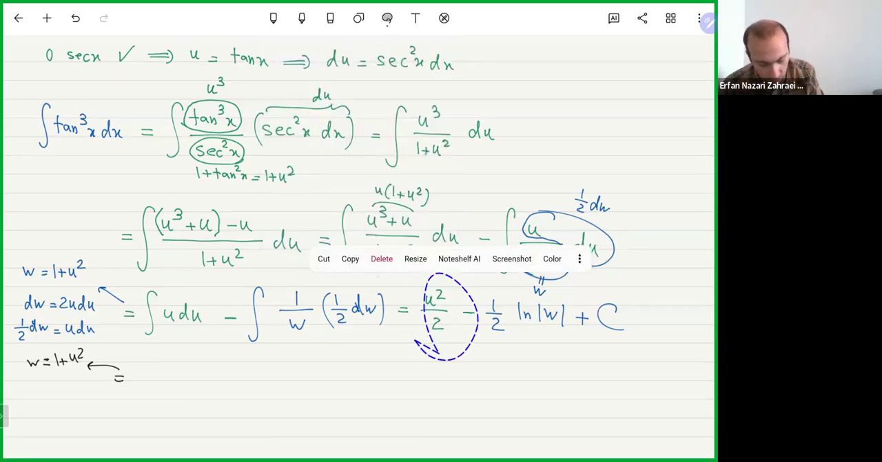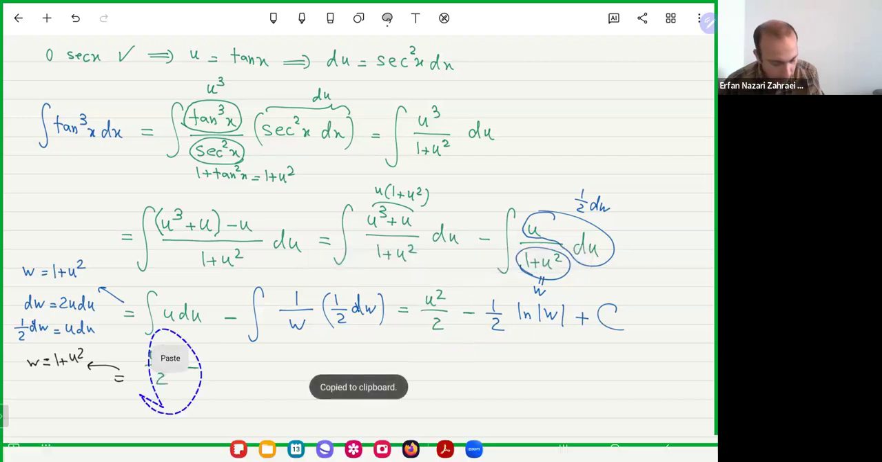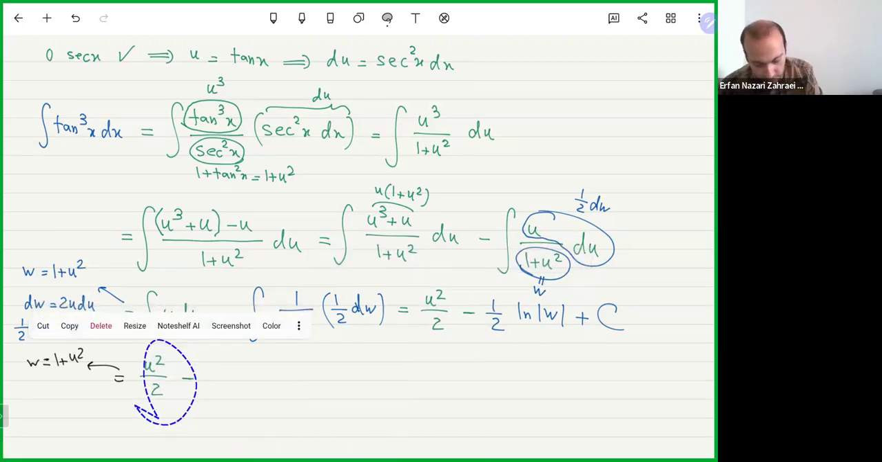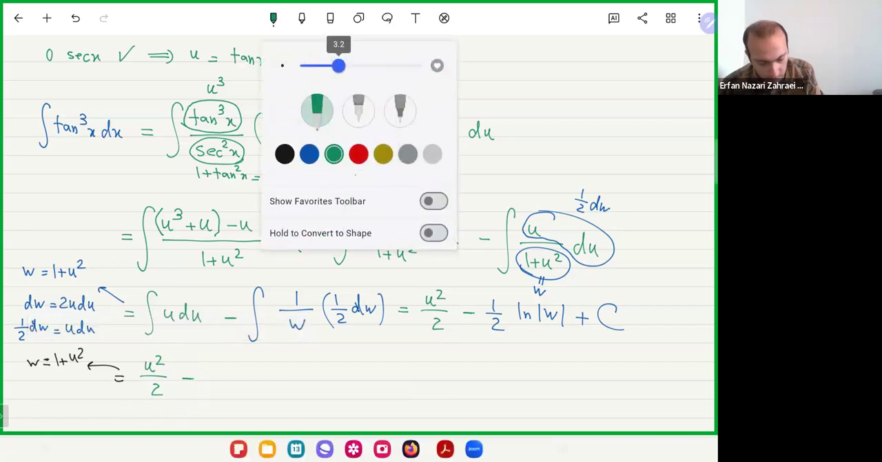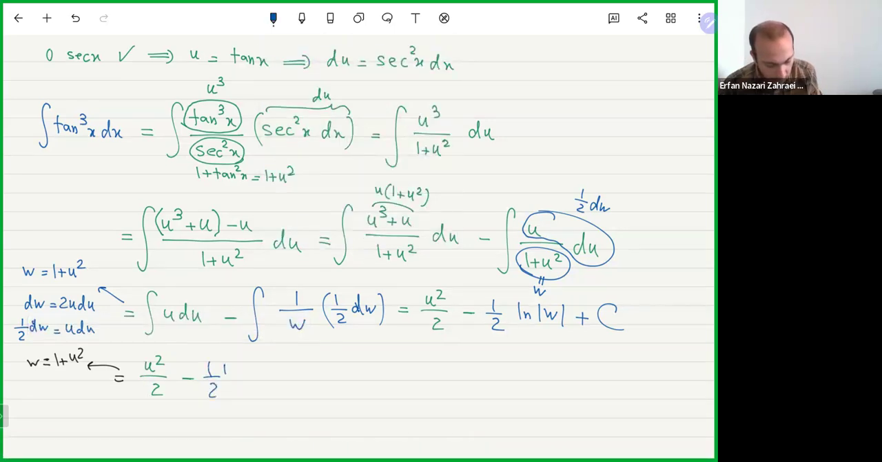The first term, I haven't done anything with it yet. And the second term becomes half of ln absolute value 1 plus u squared. w is 1 plus u squared. Plus c. But 1 plus u squared is always positive. It's never negative. So this absolute value is actually redundant.